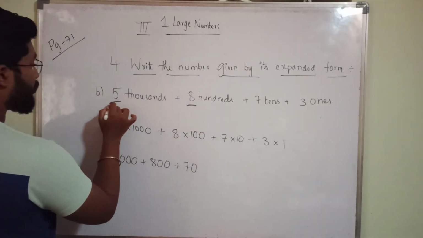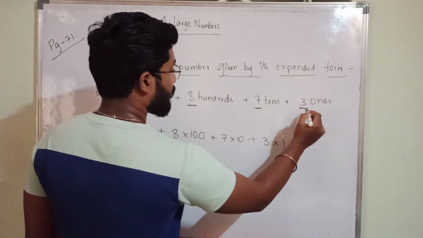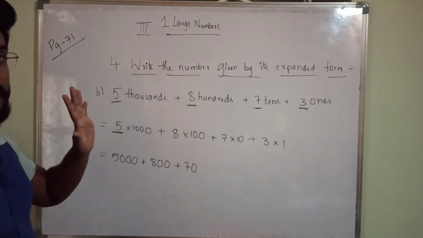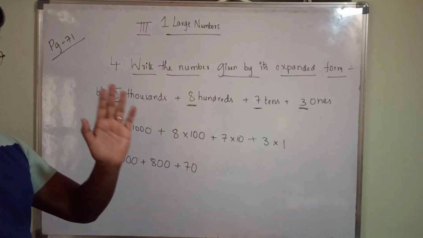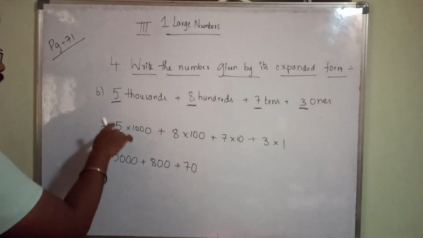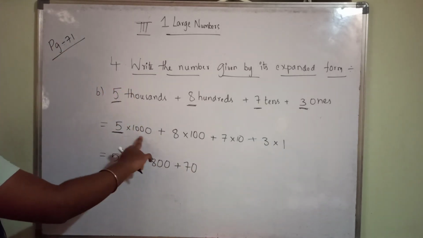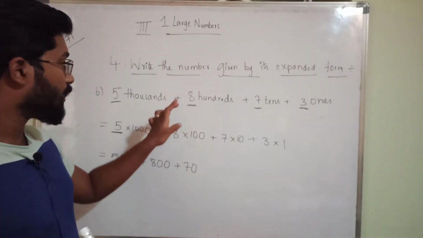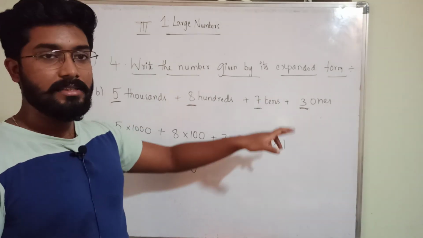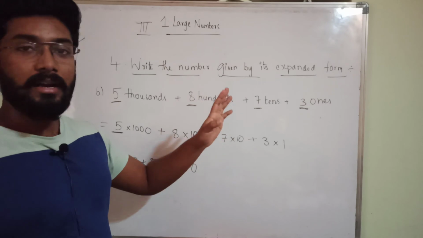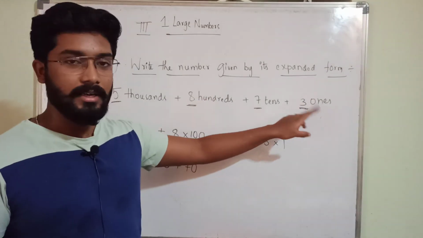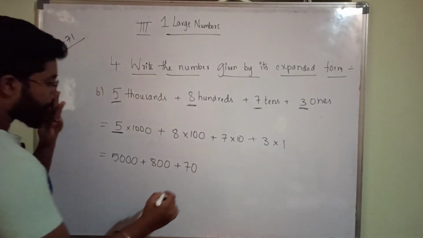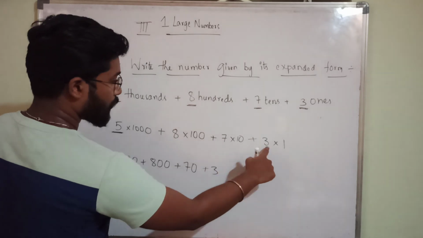What are these numbers saying? 5 thousands means 1000 plus 1000 plus 1000 plus 1000 plus 1000, so we directly did 5 into 1000. 8 hundreds, 100 eight times, so directly 8 into 100. 7 tens, so 7 into 10. 3 ones, 1 plus 1 plus 1, so 3 into 1 is 3.